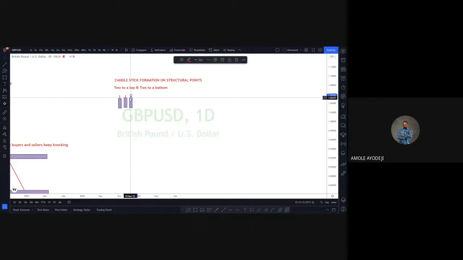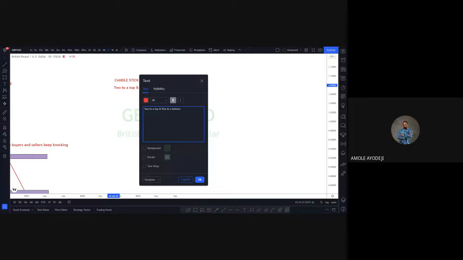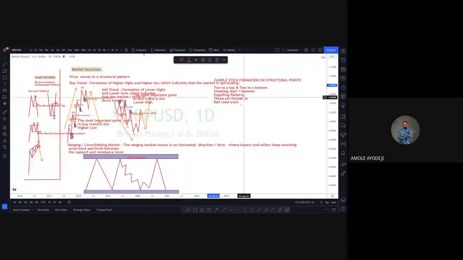So we talked about, let me list them for you. Although I may not be able to draw, at least let me list. I believe as you watch the video, you'll be able to get it, at least I showed you guys. Shooting star, hammer, engulfing patterns, tri-pin formation, railroad track. These are candlestick formations and structural points.